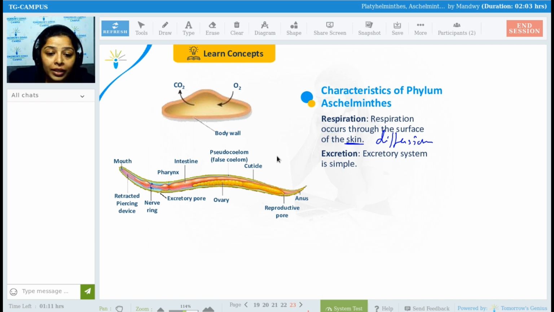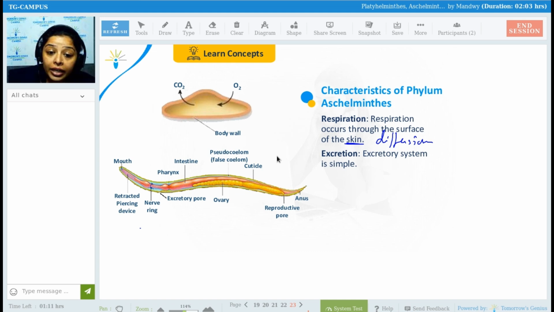Here, they don't have a circulatory system. So with the help of diffusion only, the gases will move from one cell to the next cell to the next cell like this. The proper respiration will take place and the transportation will take place through the diffusion process. Clear?